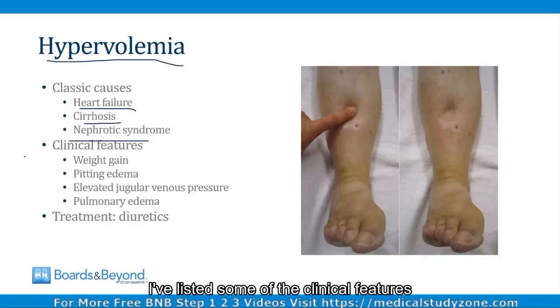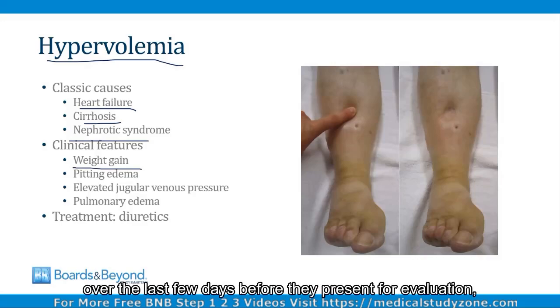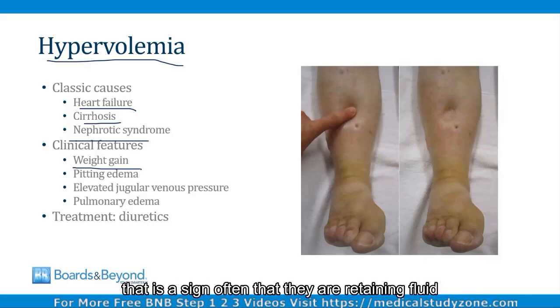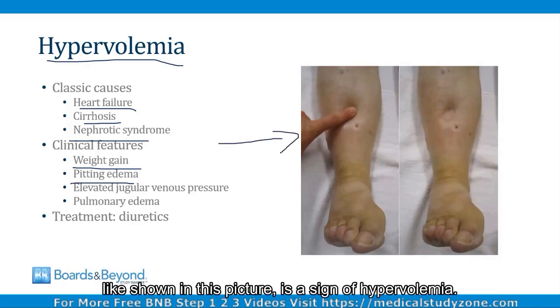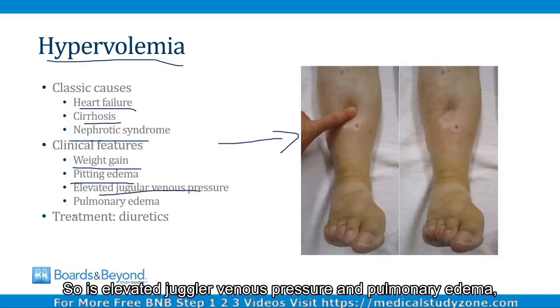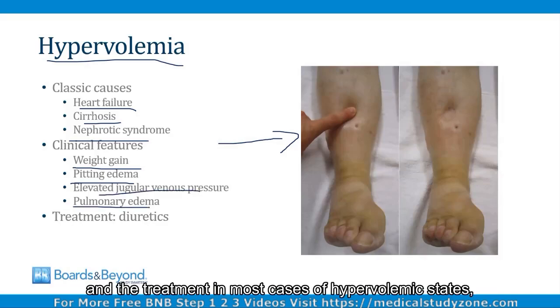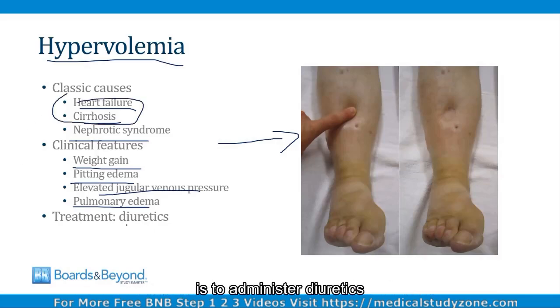I've listed some of the clinical features of hypervolemia on this slide. First of all, weight gain. If patients tell you they're gaining weight over the last few days before they present for evaluation, that is often a sign that they are retaining fluid and that they are hypervolemic. Pitting edema in the lower extremities, like shown in this picture, is a sign of hypervolemia. So is elevated jugular venous pressure and pulmonary edema. And the treatment in most cases of hypervolemic states, especially heart failure and cirrhosis, is to administer diuretics so that this will increase the urine output and relieve the hypervolemia.